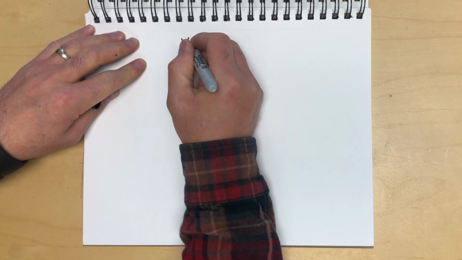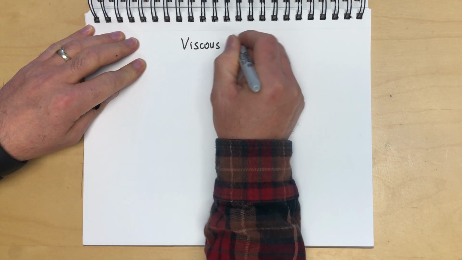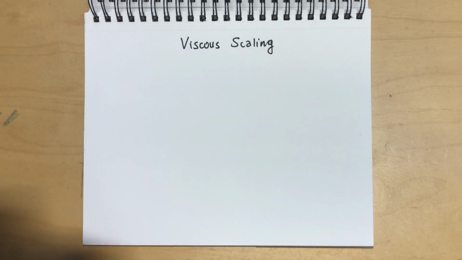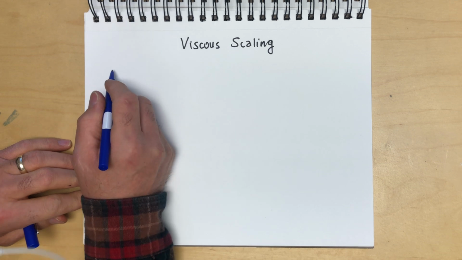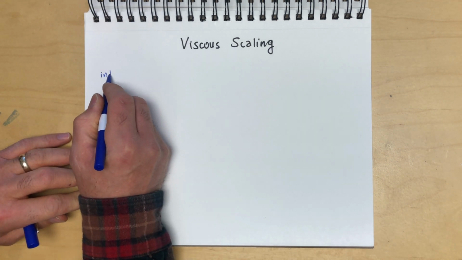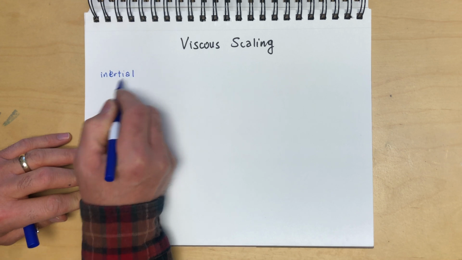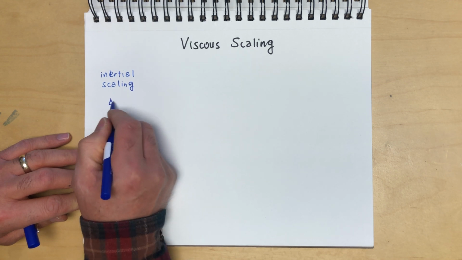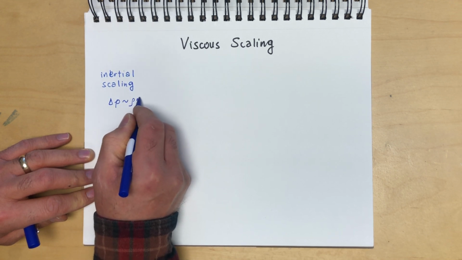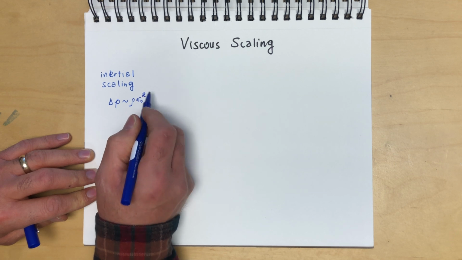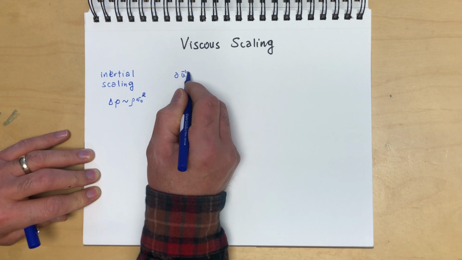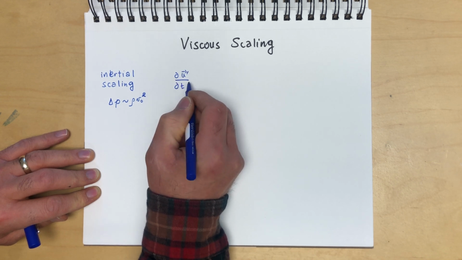In this video, we will do the viscous scaling of the Navier-Stokes equations. Recall that in the previous video, we derived a form of the normalized Navier-Stokes equations using an inertial scale where we divided everything by the term that multiplied the material derivative, and then we said that delta P scales as rho v0 squared, and that gave us the inertial scale. And from that we obtained the dimensionless form of the momentum equations.